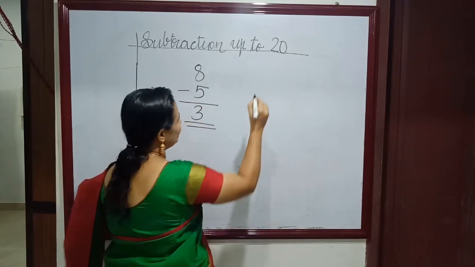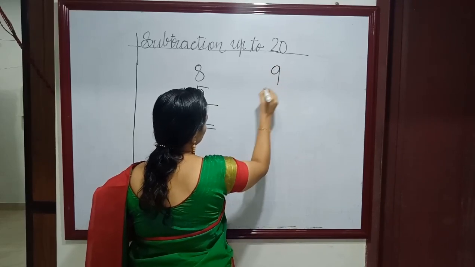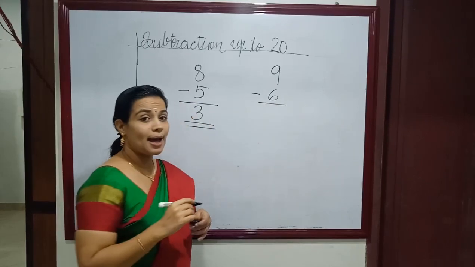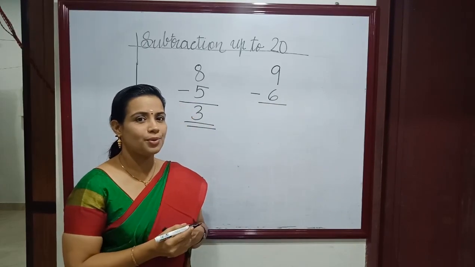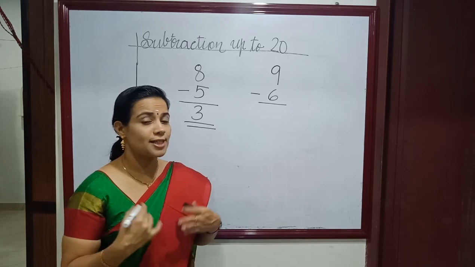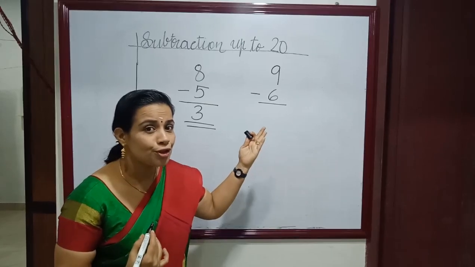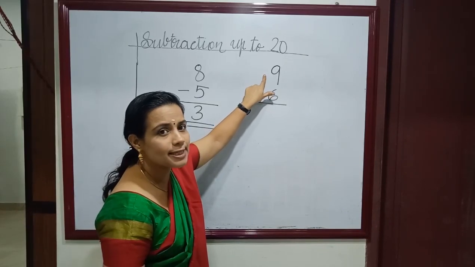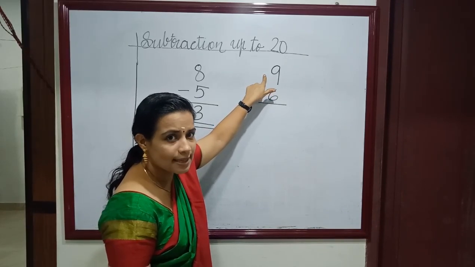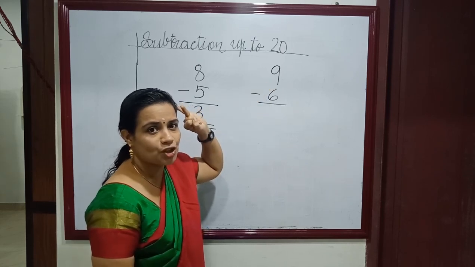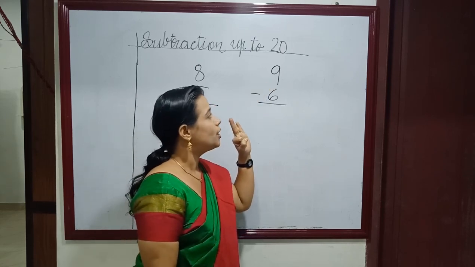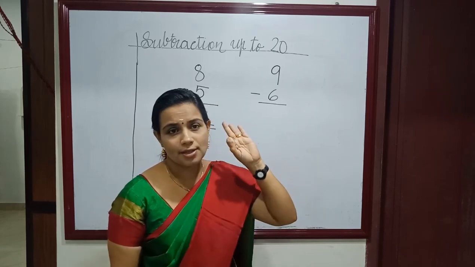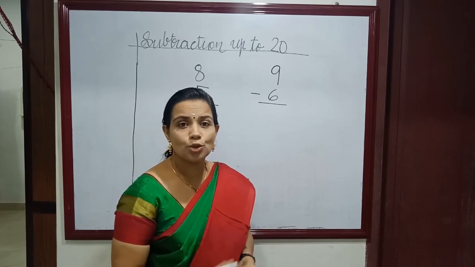Got it? Then 9 minus 6. What do we do? Count after 6 up to 9. 7, 8, 9. How many fingers are here? 3 fingers. So 9 minus 6 is equal to 3.